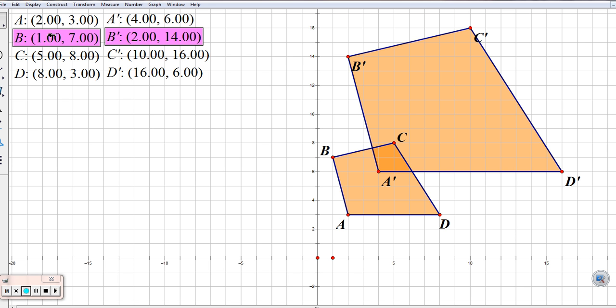Does the same thing hold true for B and B prime? Did I multiply my x and my y values by 2? And how about for C and for D? In each one, we multiplied our coordinates by 2. Remember the ratio that I put in the little dialog box was 2 over 1, which is the same as 2. That's called our scale factor. We enlarged this shape by a scale factor of 2. That means my new shape, all the coordinates and all the sides are twice as big as my previous shape. So I'm going to say that my new shape is twice as big or twice as large as my pre-image.